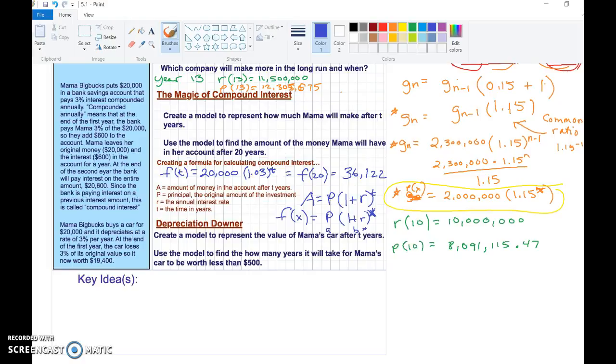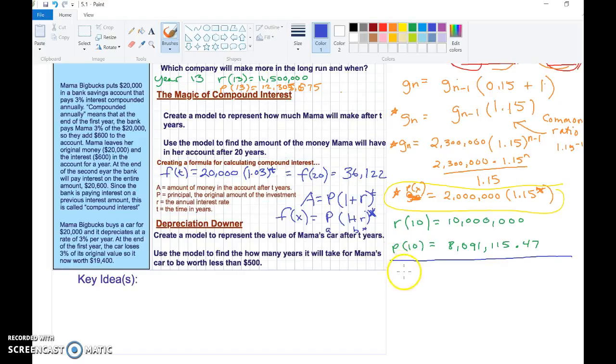So the way that we do that is we're going to do the exact same thing that we did with adding, but this time we're going to do some subtracting. So let's think about this. If Mama's car depreciates by 3%, that means it becomes worth less. All right, it's 3% less. So let's think about what if we had $20,000 and 3% of $20,000, that means that after the first year, she loses $600.